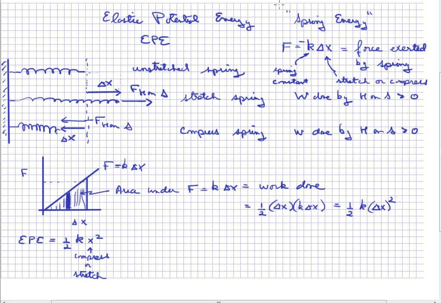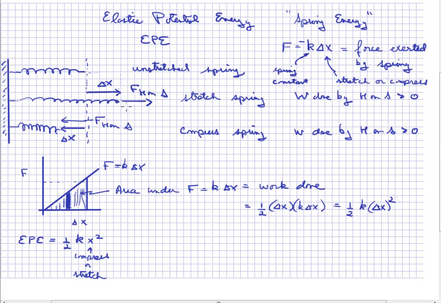This YouTube is about elastic potential energy or spring energy, and I will often refer to this in class as EPE. So let's consider an unstretched spring held horizontally, and let's say I put my hand on the end of the spring and I pull outward to stretch the spring, and so the delta x is to the right and my force of my hand on the spring is to the right.